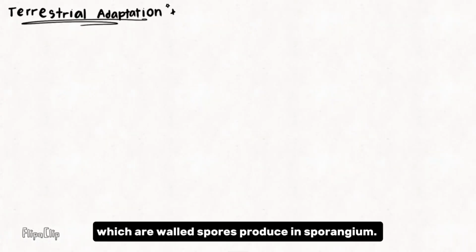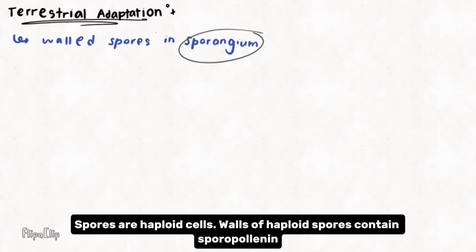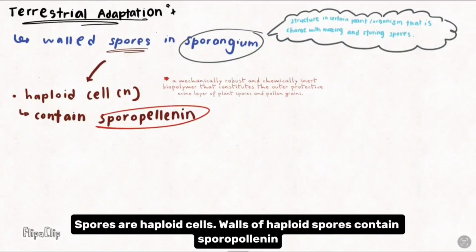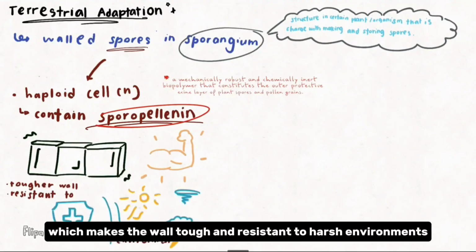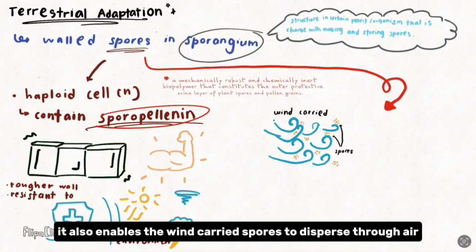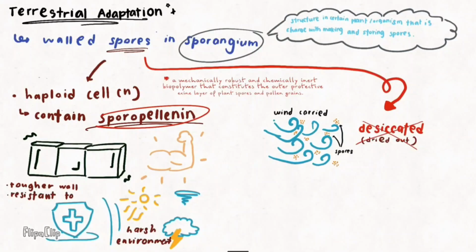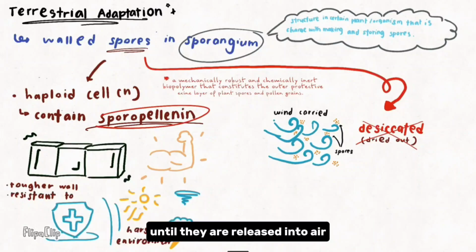Furthermore, bryophytes have some adaptations, which are walled spores produced in sporangium. Spores are haploid cells. Walls of haploid spores contain sporopollenin, which makes the wall tough and resistant to harsh environments. It also enables the wind-carried spores to disperse through air without being desiccated. The outer tissue of the sporangium protects spores until they are released into the air.